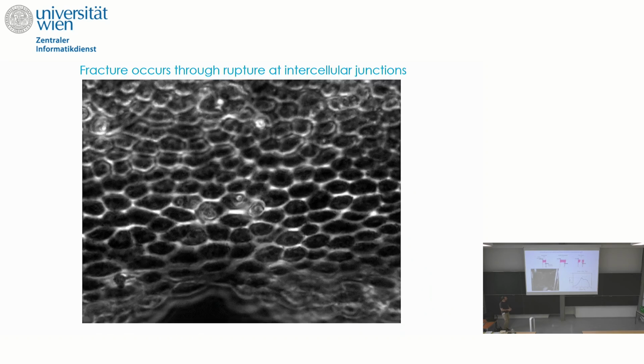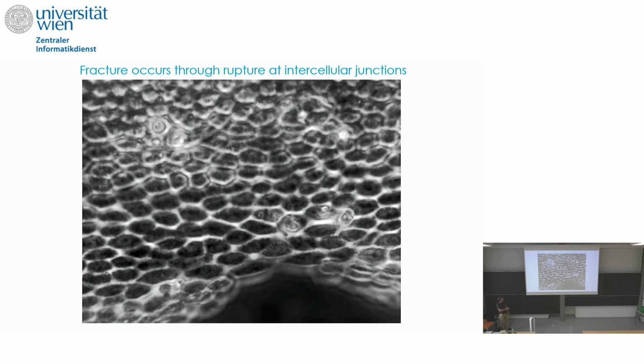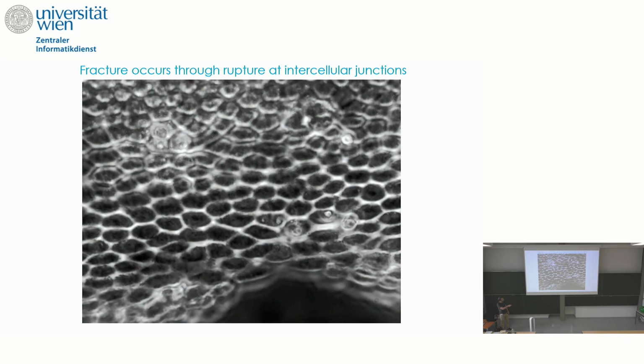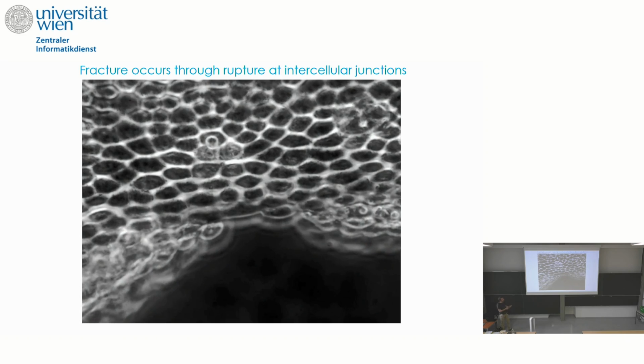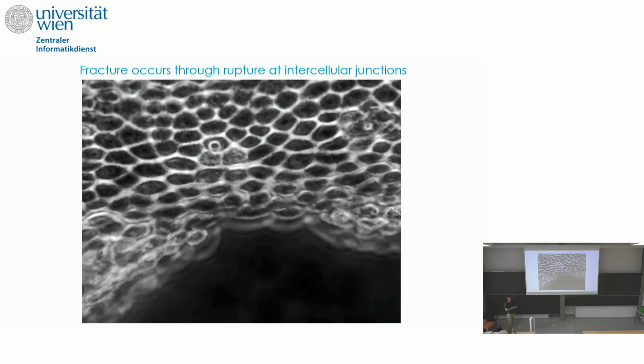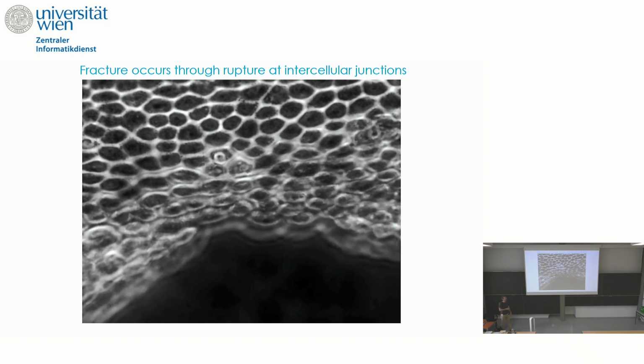So whenever something breaks, you usually want to know where. If you image at higher magnification, what you can see, so here is one cell, another cell, etc., you can see that essentially you have a rupture that occurs through delamination of cells from one another, and the crack path follows cellular junctions.